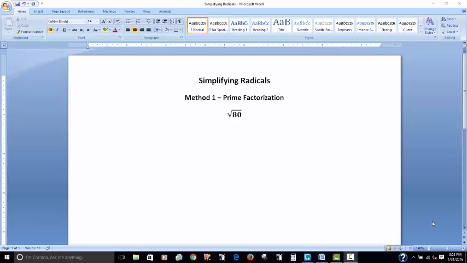Today, we're going to talk about simplifying radicals. This should be an easy topic for some, but it's not always easy. So hopefully, after watching this video, this will be an easy concept for you to master. Now, simplifying radicals. Your teacher may have taught you one of three ways, or maybe two or three, or all of the three ways that I'm about to show.